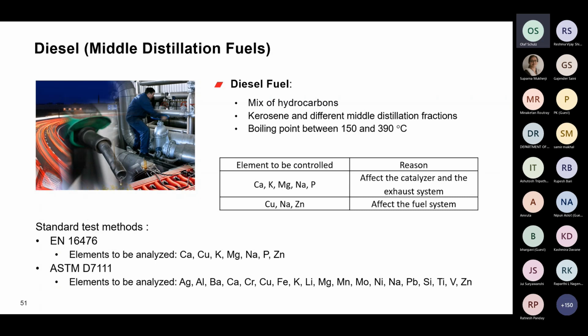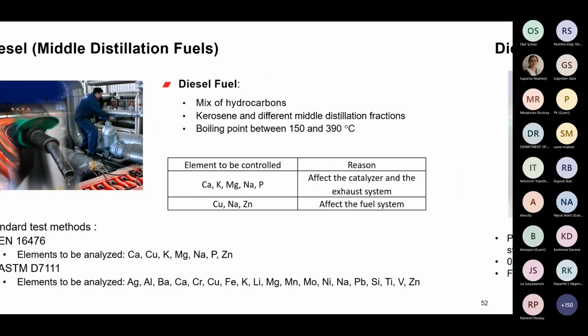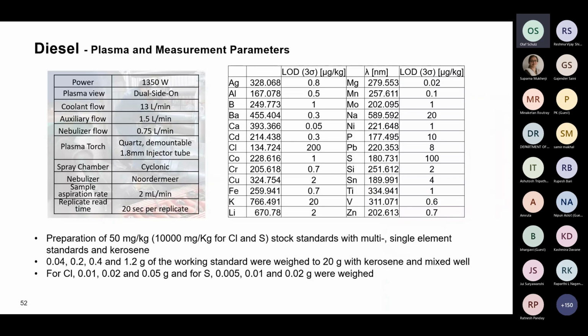And to cater for those challenges, the European standard 16476 has been developed. Another method for the analysis of diesel fuel is the ASTM method D7111. Now, for the analysis of diesel, dual side-on plasma observation was used. Plasma parameters reflecting the higher load were selected, and the calibrations were prepared by a preparation of a stock standard using multi and single element standards and kerosene as a diluent.